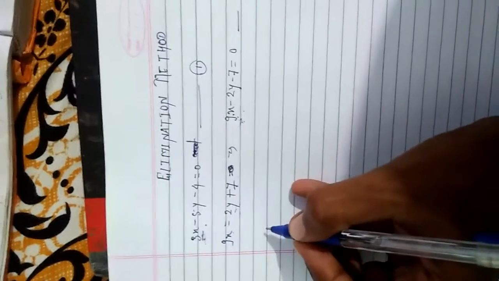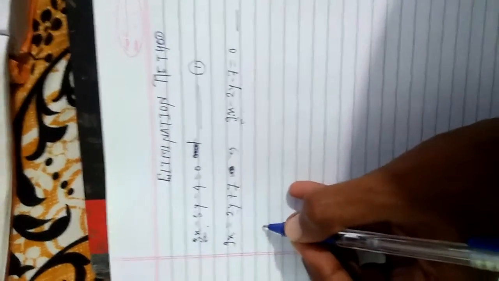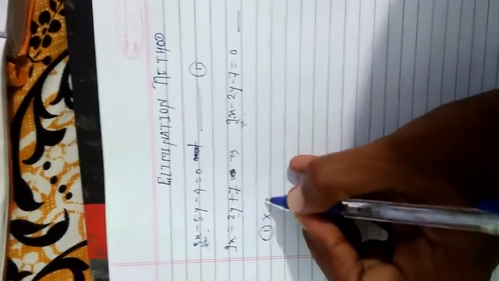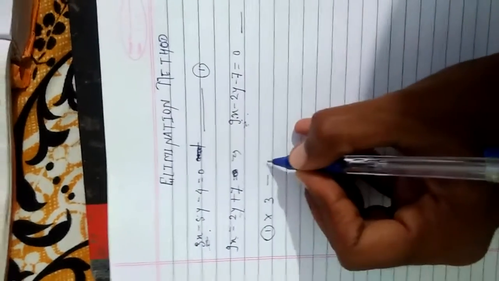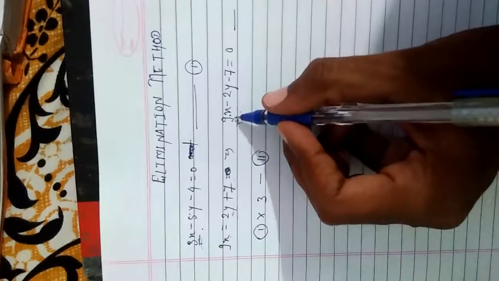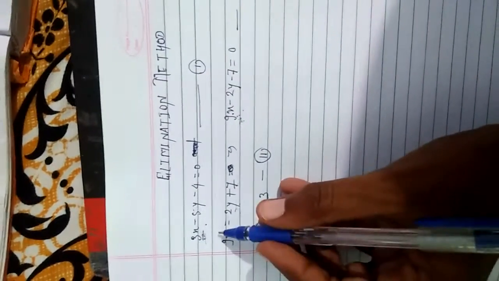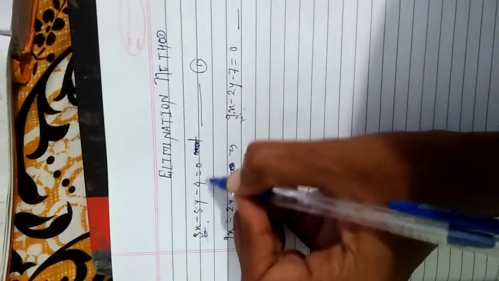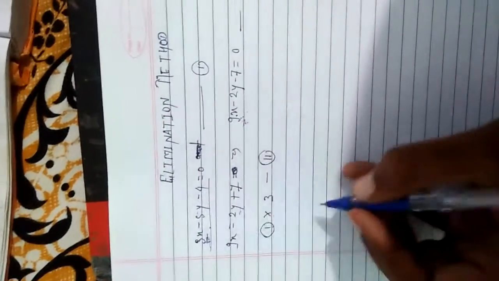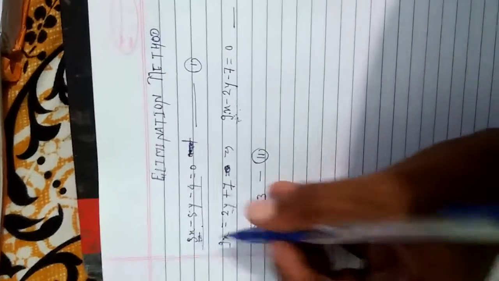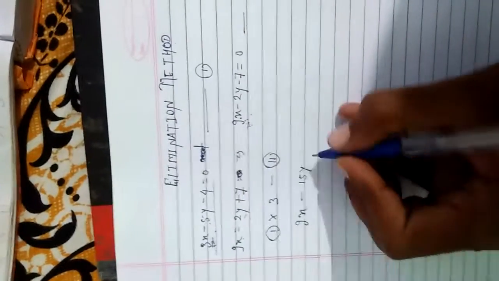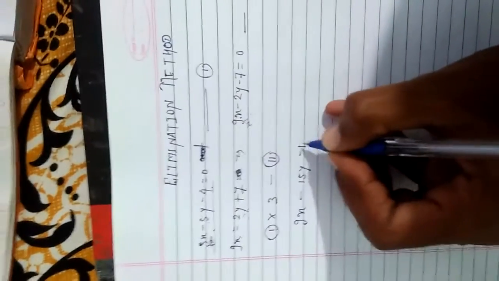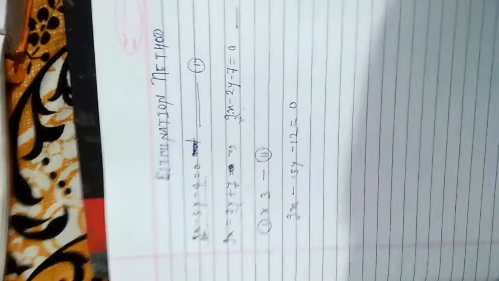So first we have to multiply equation 1 by 3, then we subtract equation 2 from this, and our x term will be eliminated. So equation 1 multiplied by 3, that means we multiply by 3 here, so 3 3s are 9x minus 3 5s are 15y and 3 4s are 12 equals 0.